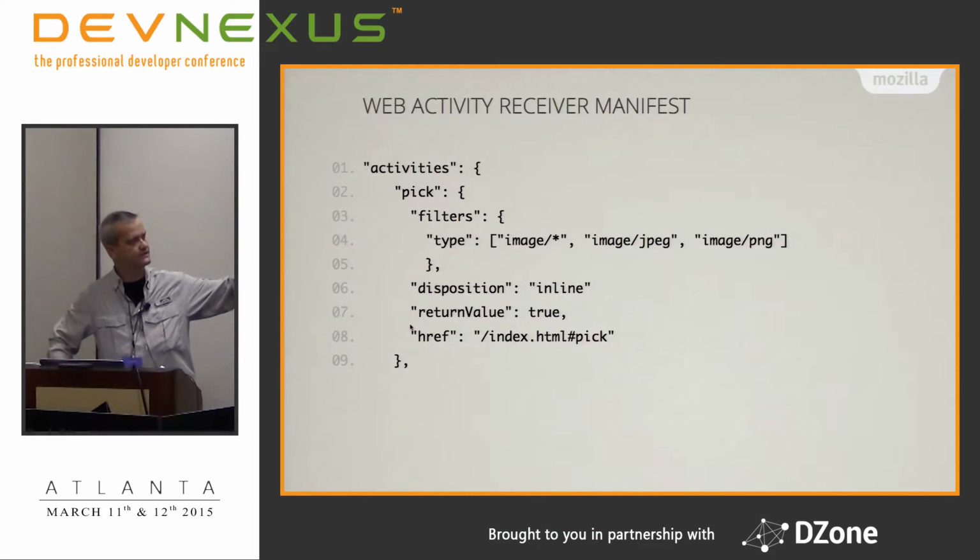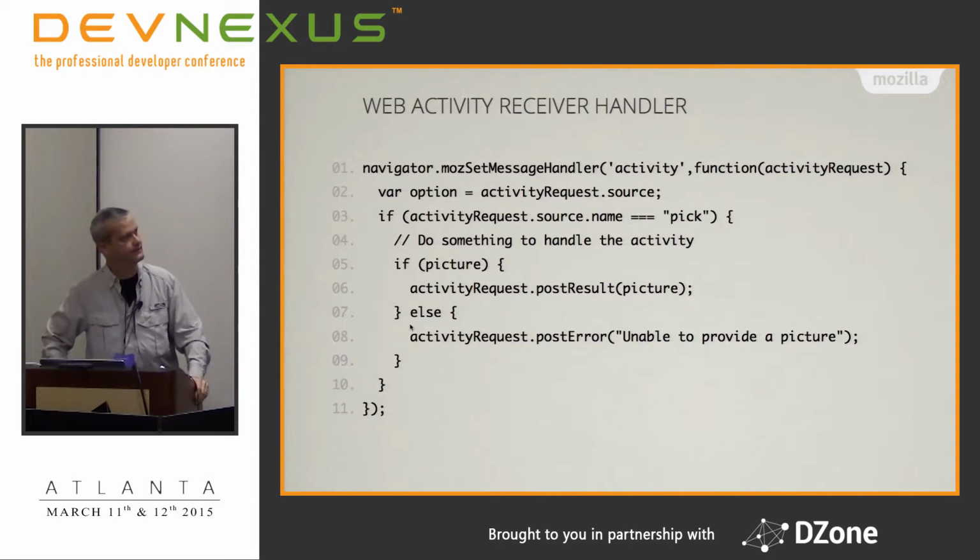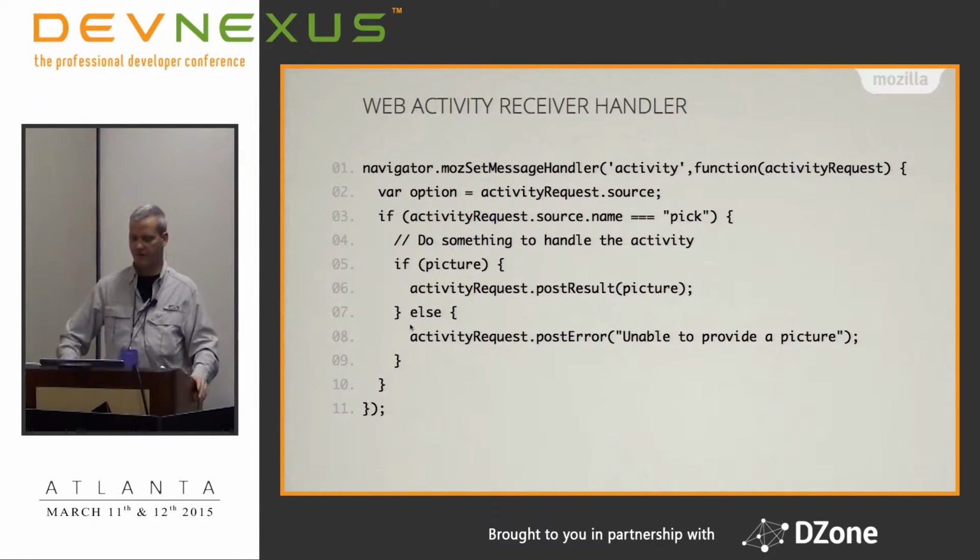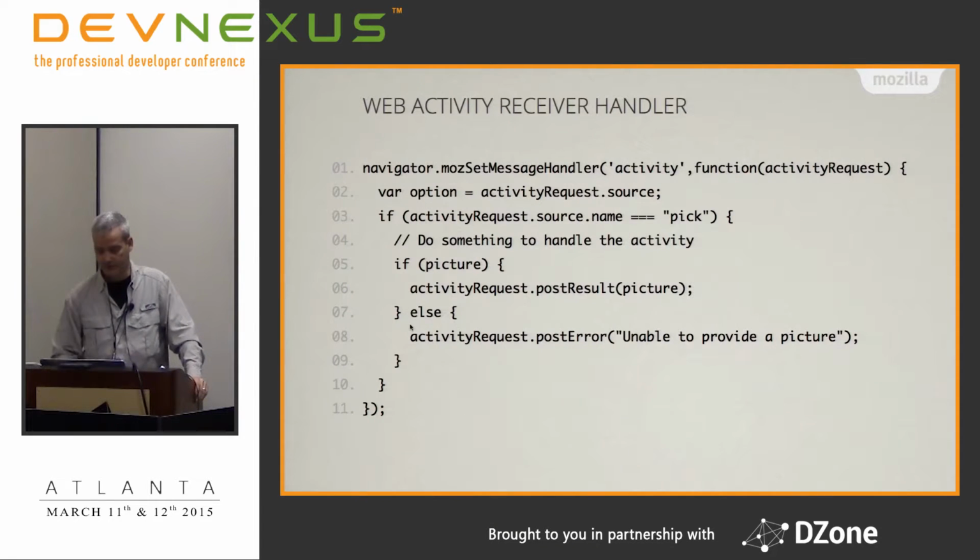And then you basically tell it whether your app is going to handle that in the same window or open a new window for it, and whether it returns a value. And then the last piece is where in your code this is handled. And in your code, you would do something like this. Set message handler activity. You see that on the top row here? I'll highlight it. See that?